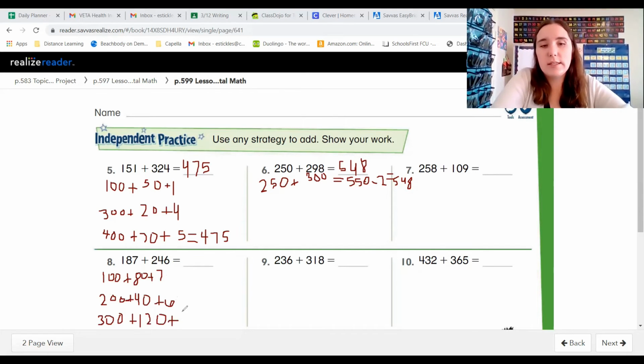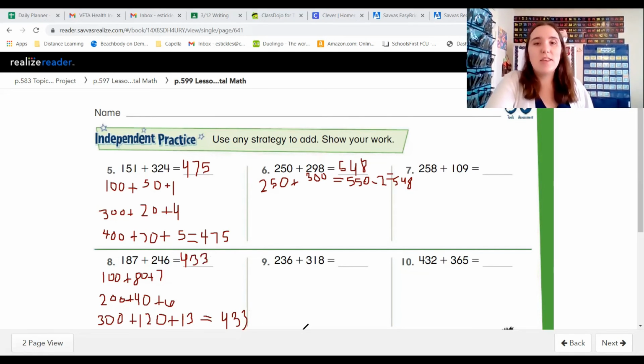And then 7 plus 6 is 13. Now I'm just going to add it up. 300 plus 100 more is 400, plus 20 is 420, plus 10 is 430, plus 3 would be 433. Nice. You're going to do number 9 all by yourself. Choose either strategy. It's up to you. Pause me. Come back to me when you think you found your answer.